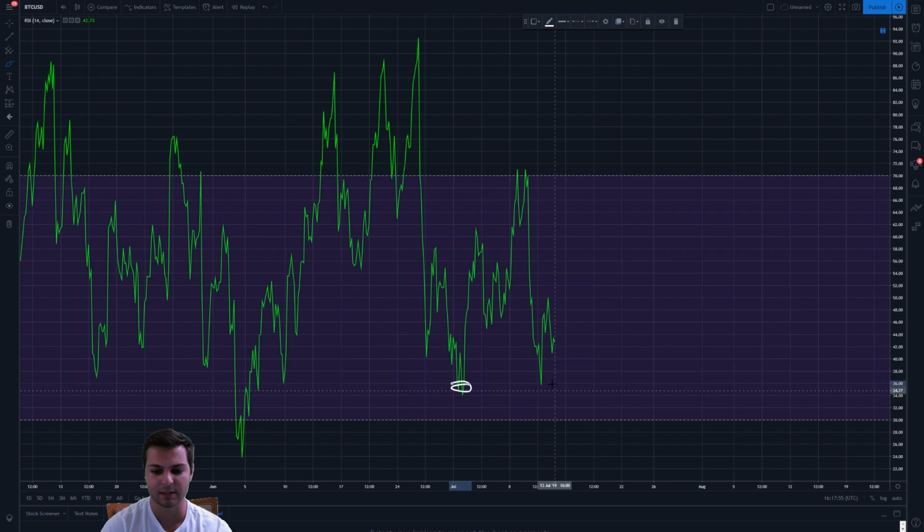You can say that this is very possibly bullish divergence, but I don't like having bullish divergence when it's so far away from the overbought or the oversold lines over here. So the RSI is in a very awkward spot.